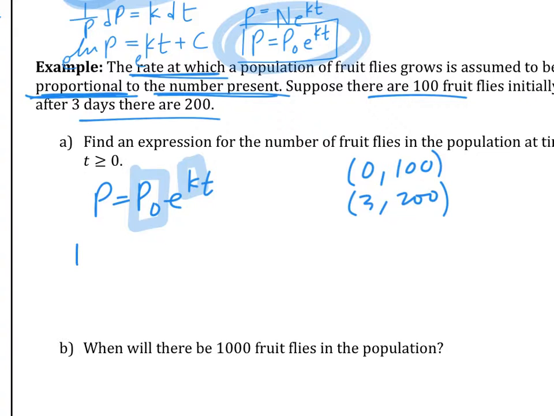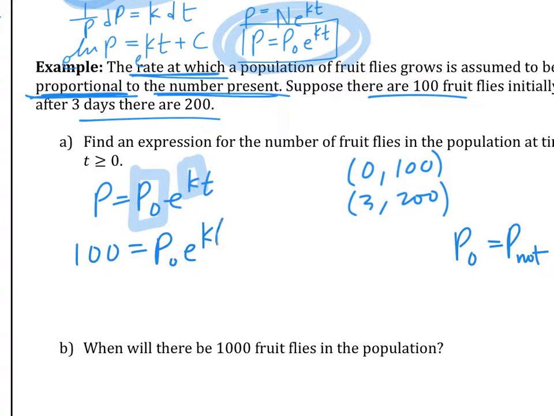0, 100. So 100 is equal to P0. Okay, so people don't call this P0. This is P naught. I don't know how to say it, but they just call it P naught. It's not peanut, but P naught. And yeah, this is how you say it.